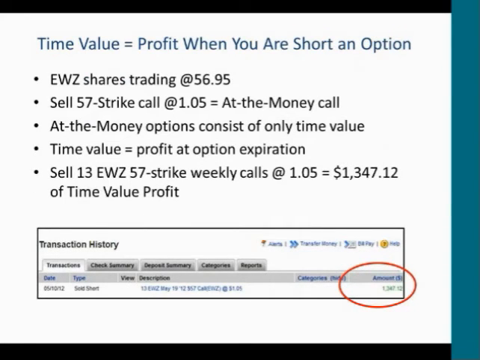So let's look at the potential cash-on-cash return for selling this Brazil index call option. The Brazil index, at the time I took this snapshot, here's an example. I sold short 13 of the May 19th weekly calls at $1.05.